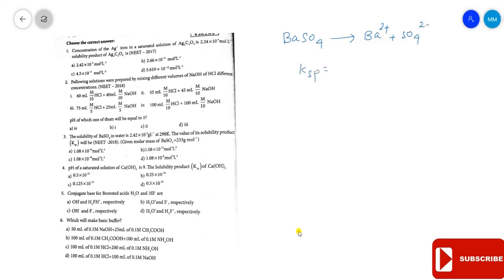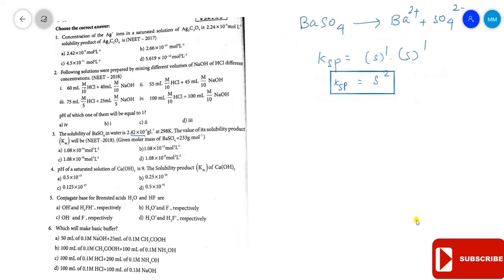Ksp is equal to, the solubility product can be obtained from the concentration and also from the molar solubility. That is S power 1 into S power 1. This is equal to S square. That is, Ksp is equal to S square for the barium sulfate. What is S? It is the molar solubility.